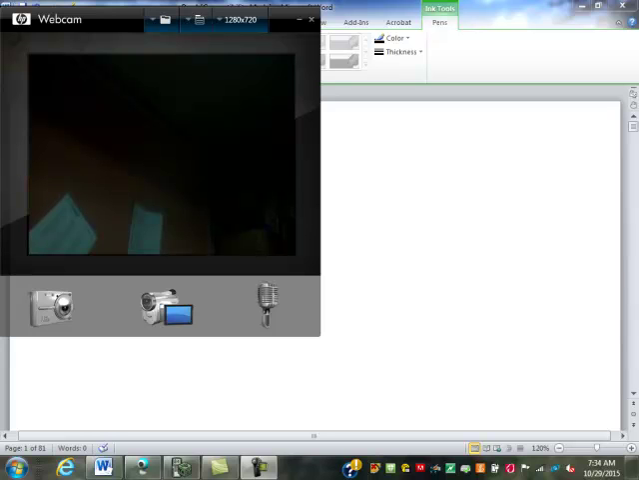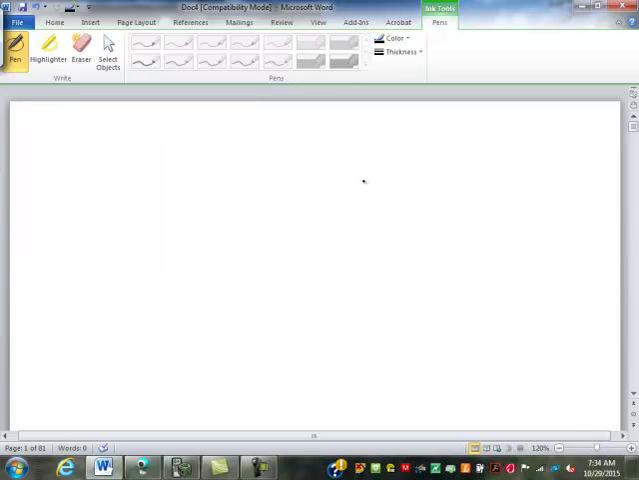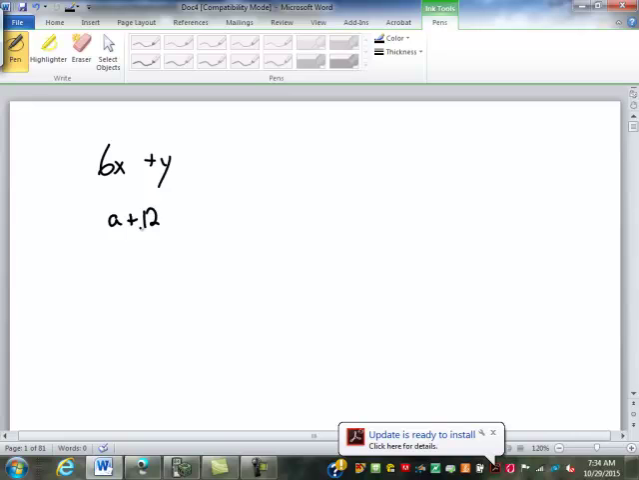Like the first 7, those are just generic phrases trying to find the equation or expression to fit it. For example, the product of 6 and x increased by y, that's just going to be what? 6x plus y. Good. Number 2, the sum of a and 12. A plus 12. Very good. Subtract b from 21. 21 minus b. Subtract 21 from b.